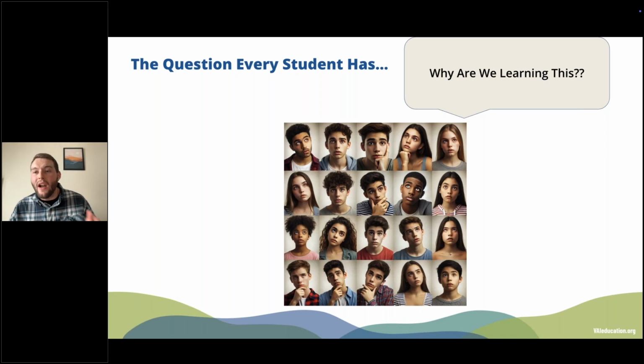Mr. G, why are we learning this? This is totally a fair question, right? Even in our adult lives, we have this question. So it's fair for students to also share this curiosity about our lesson. Now, if you're anything like me, I usually see about 2 responses to this question.